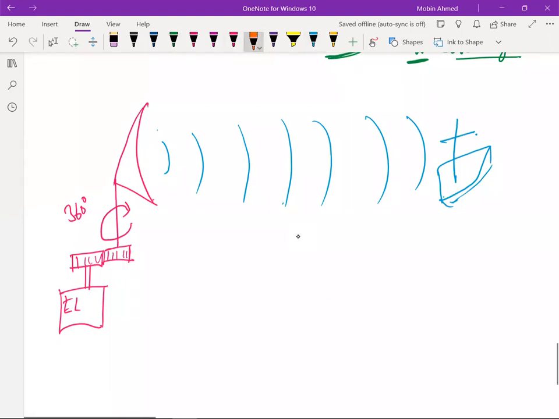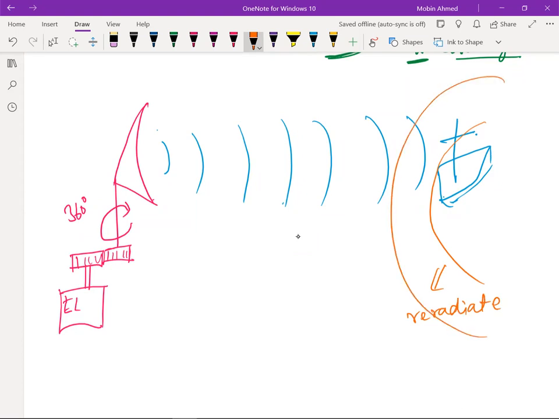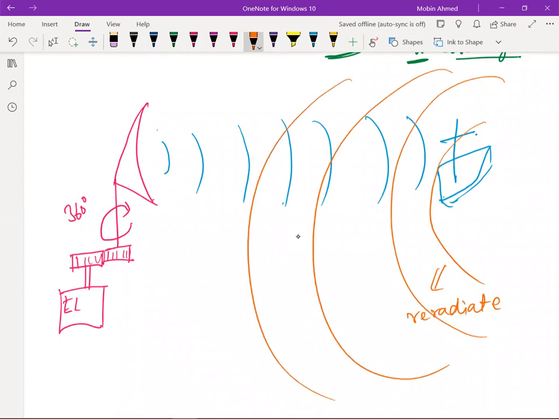Now what happens? It is going to strike the target, and after that it is going to be re-radiated. Re-radiated means it is going to re-radiate the same EM wave all around, like this. And a very small portion of this is going to come back here. That means the transmitted power has reached the target, and the power coming back is going to be reduced. So this is a very small power.